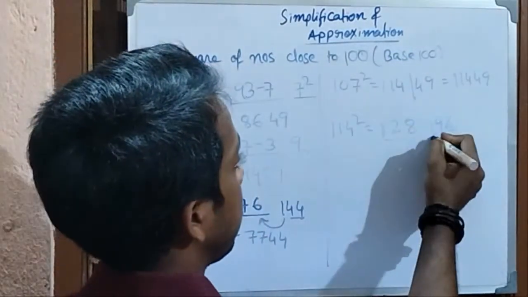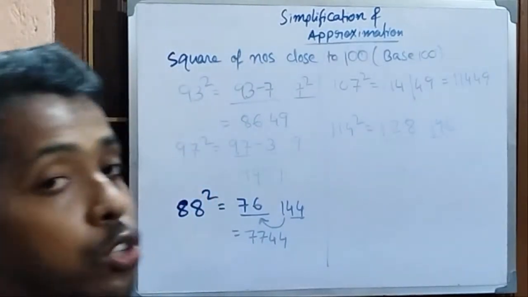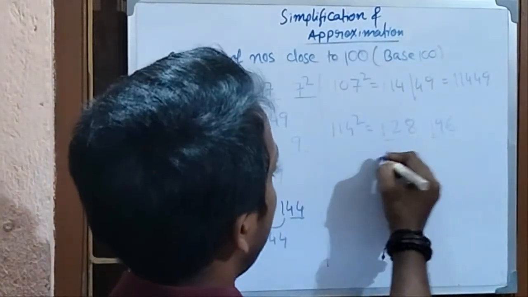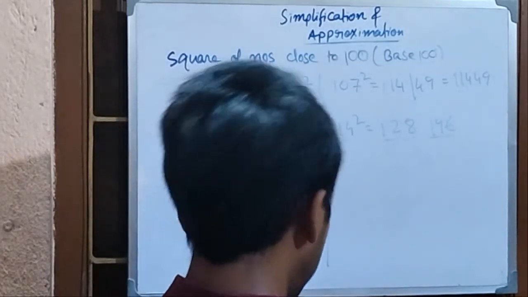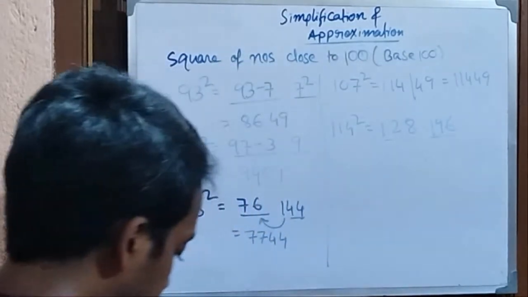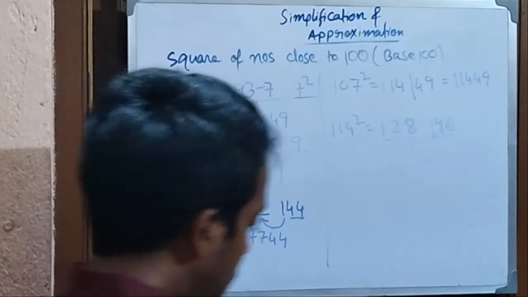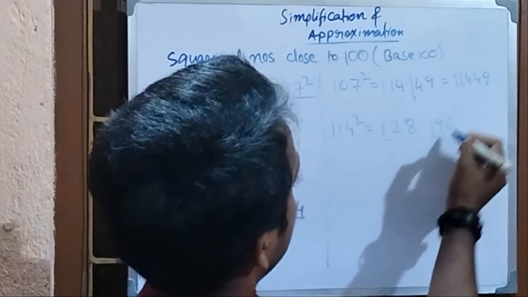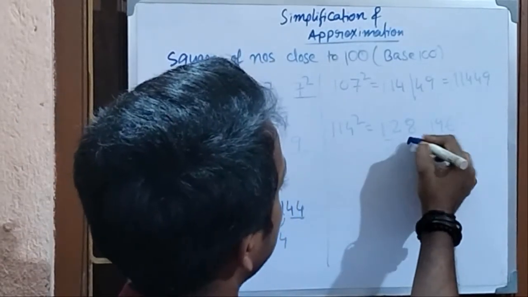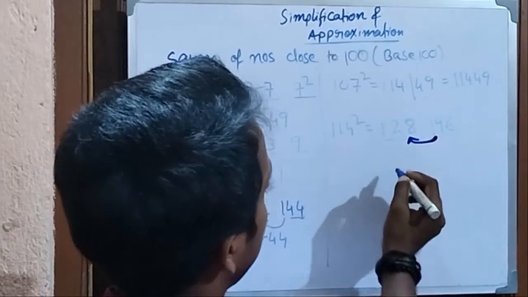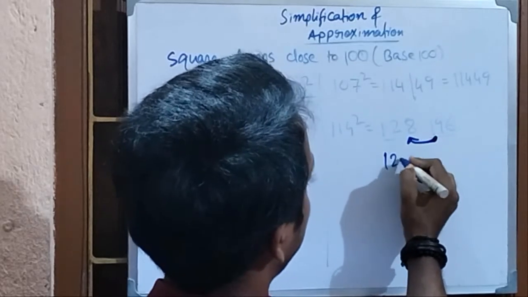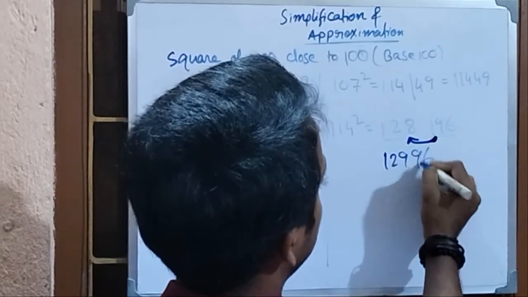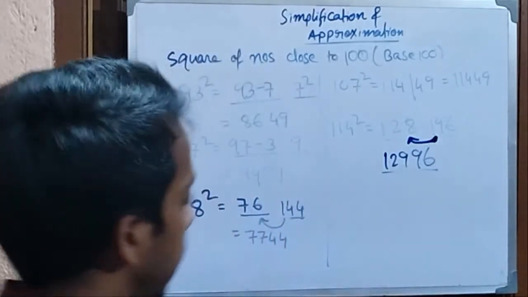As you know that this box would not carry more than a 2-digit number, so we will write it as 96. And what will be the next process? Tell me. What will be the next process? 96 is here, and one should move to the first box and be added to this part. So 128 plus 1 is 129, 96. This is the answer.